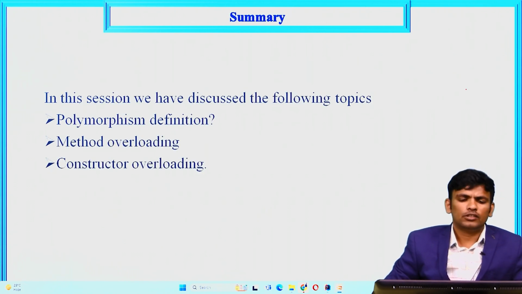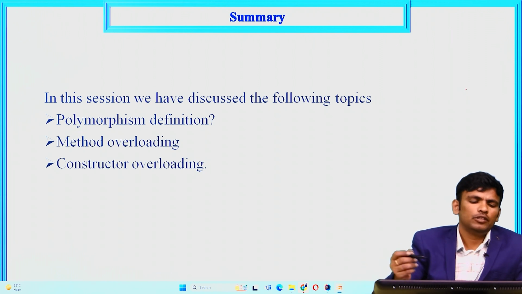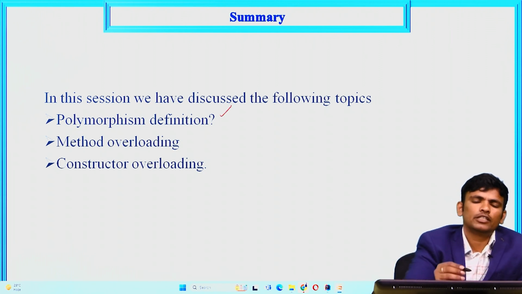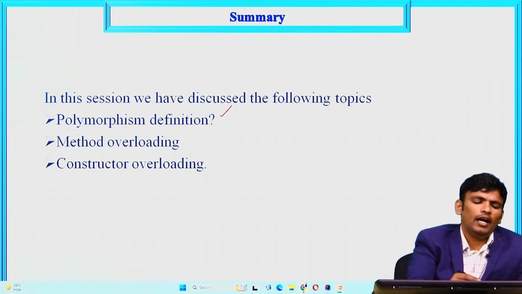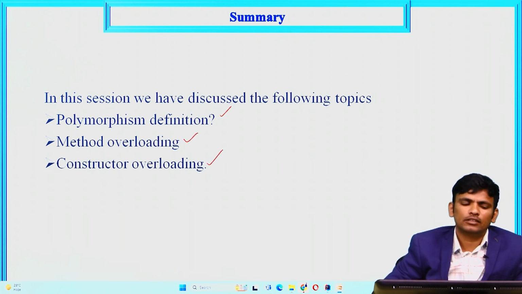Coming to the summary, in this session we have discussed the polymorphism definition. What exactly polymorphism is, how to work with polymorphism, and how to achieve polymorphism we have seen, and method overloading and constructor overloading also. Method overloading means rewriting a method with a different method signature, and constructor overloading is exactly the same as method overloading. The difference is that here we use a constructor instead of a normal method.